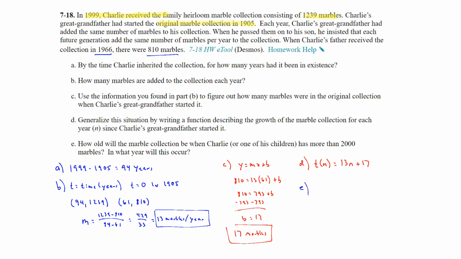And then the last question, E. How old will the marble collection be when Charlie, or one of his children, has more than 2,000 marbles? And what year will this occur? So they're giving us an output of 2,000. So we would say 2,000 is equal to 13n plus 17, and then we would want to solve that equation.